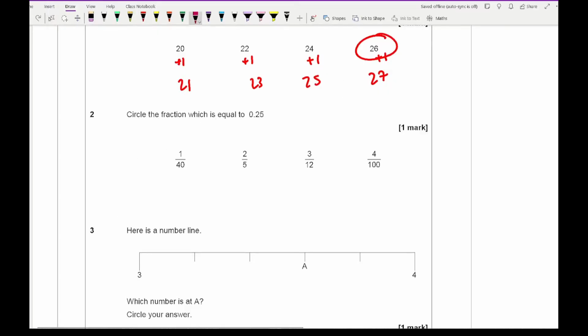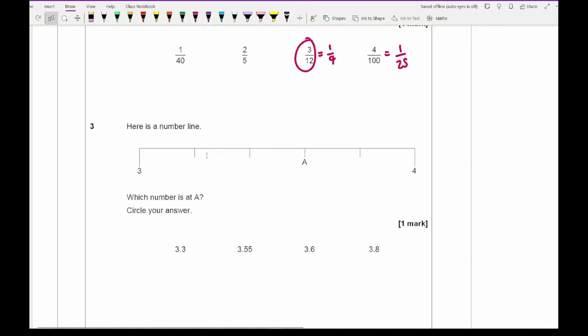Now question 2, it says circle the fraction which is equal to 0.25. So again, all we're looking for is a quarter, which we can't see, so therefore the quarter must be hidden in an equivalent fraction. So we can't simplify 1 over 40, we can't simplify 2/5, so the only two it could possibly be is 3 over 12 or 4 over 100. Now this one is the correct answer because that does simplify to a quarter, whereas this one simplifies to be 1 over 25. So our correct answer there is 3 over 12.